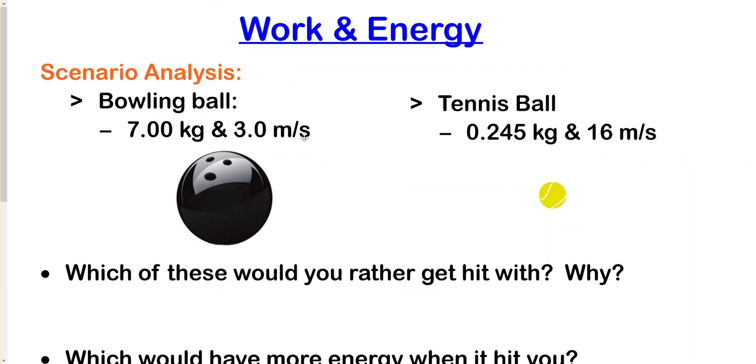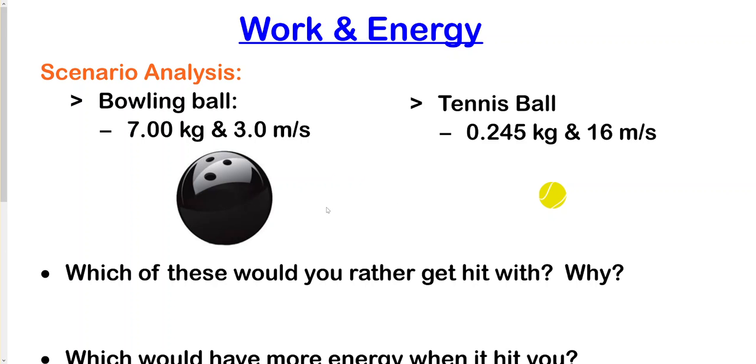Okay, so let's apply that. In this scenario, we have two objects, a 7-kilogram bowling ball going 3 meters per second, and a tennis ball. I looked up the mass, it's about 0.245 kilograms, and it's going 16 meters per second. So which of these would you rather get hit with? Would you rather get hit with the bowling ball going 3 meters per second, or a tennis ball going 16 meters per second? Assume you have to get hit with one of them. I'd be interested to hear what your answers are here, but what would you rather get hit with? I don't think either, but if I had to pick one, I don't know.